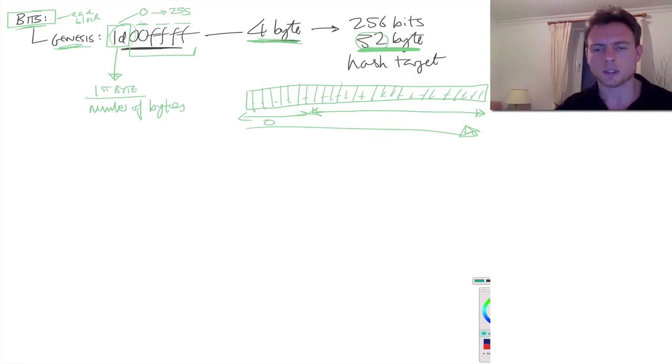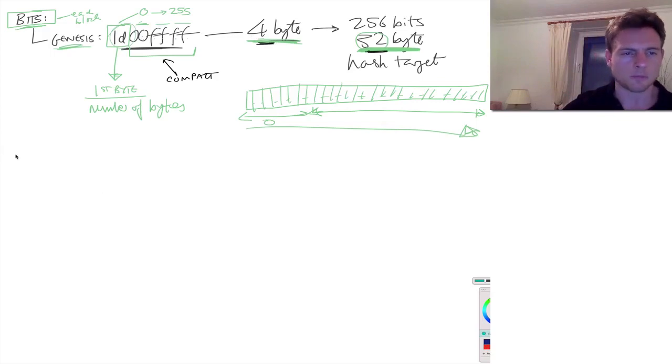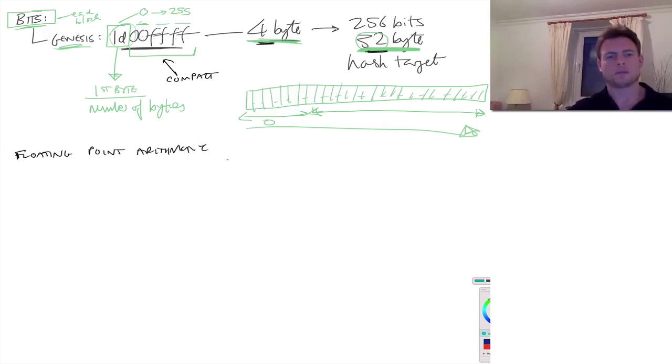Now I'm just going to quickly switch to decimal to give you a kind of an analogy. So this notation here is known as compact format. It's a compact way of representing a 32 byte number in only 4 bytes. Some of you might be familiar with floating point arithmetic, and this is kind of like a floating point notation.